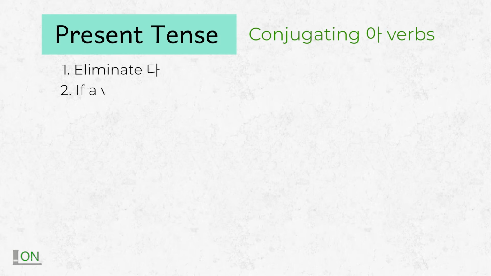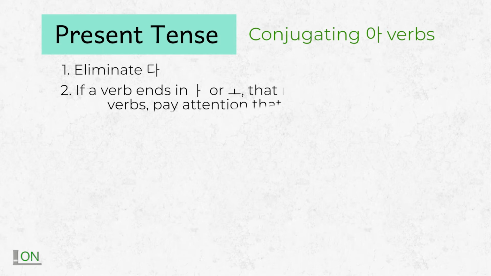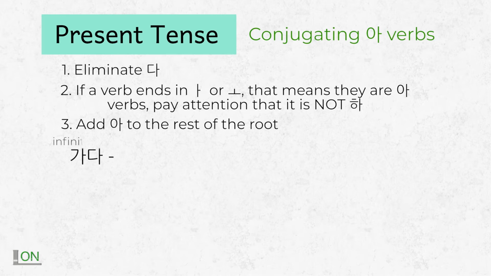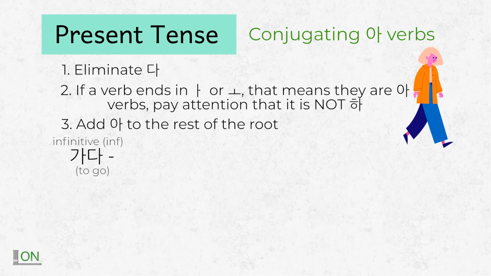Second, if a verb ends in a or o, it means they are our verbs, and pay attention that it is not ha verbs. Third, add a to the rest of the root. Let's look at some examples. 가다, it's an infinitive. It means to go. So let's try to conjugate it.